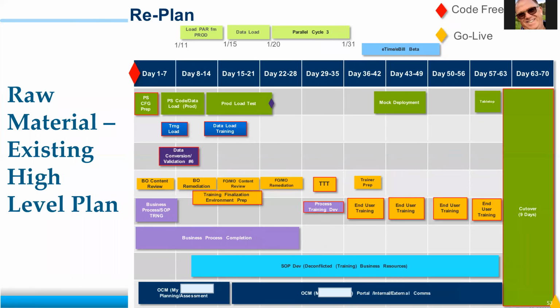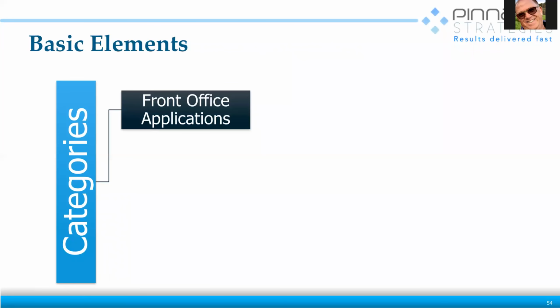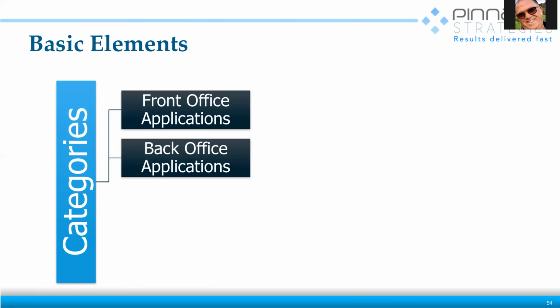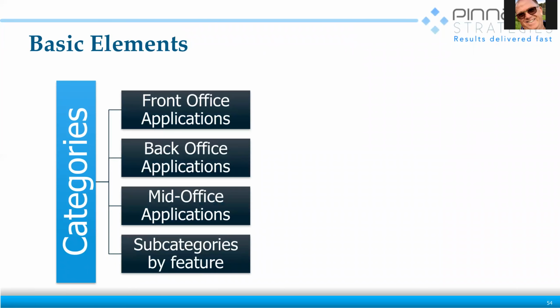So from there, we've got the basic elements. We've got the categories of work. He's got front office applications, back office applications, mid office applications, and then subcategories. So I want to emphasize here, there is some software development in this, but this is a PeopleSoft Salesforce implementation. They're replacing their IT system essentially. And so they've got a lot of customization on screens and terms and that sort of thing.